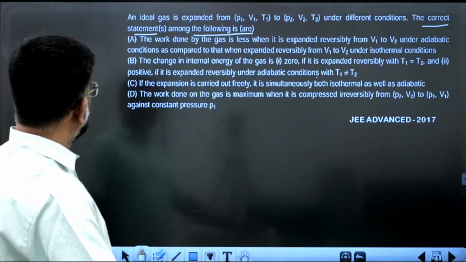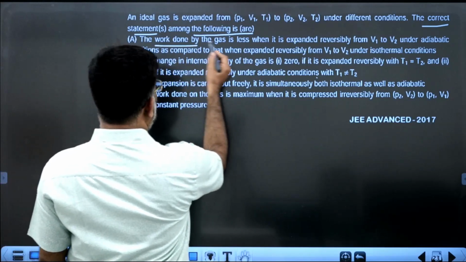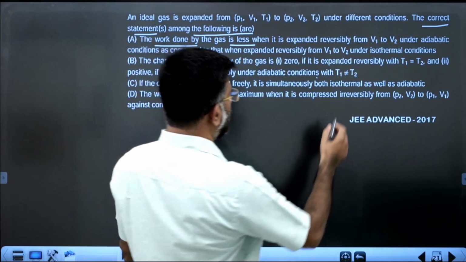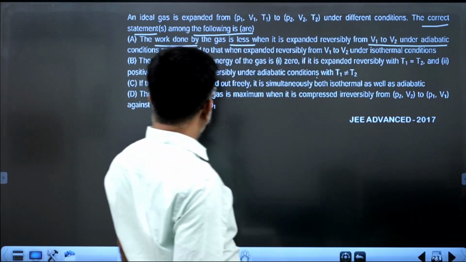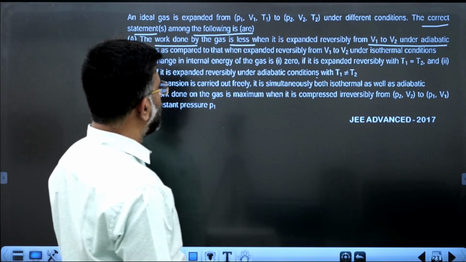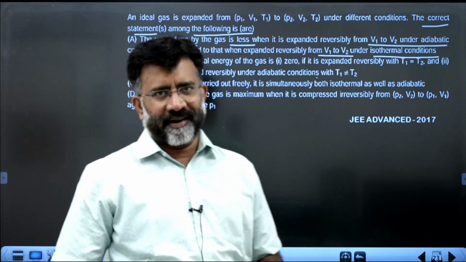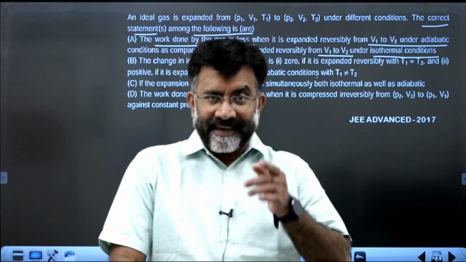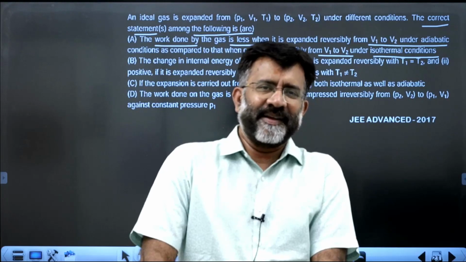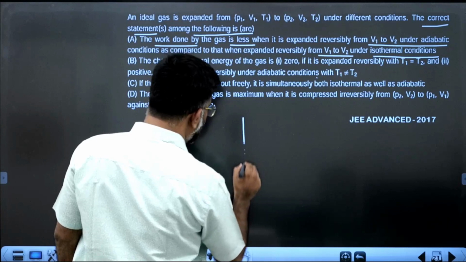Let's figure out the first statement. The work done by the gas is less when it is expanded reversibly from V1 to V2 under adiabatic condition as compared to that when expanded reversibly from V1 to V2 under isothermal condition. So, work done for adiabatic less than isothermal. True or false? Very simple point, isn't it? Everybody knows the PV diagram.